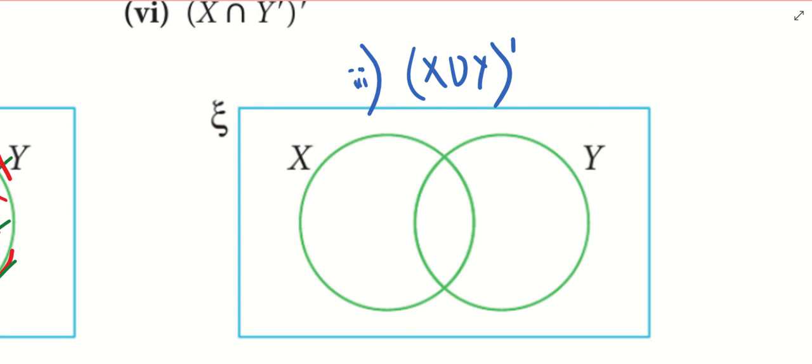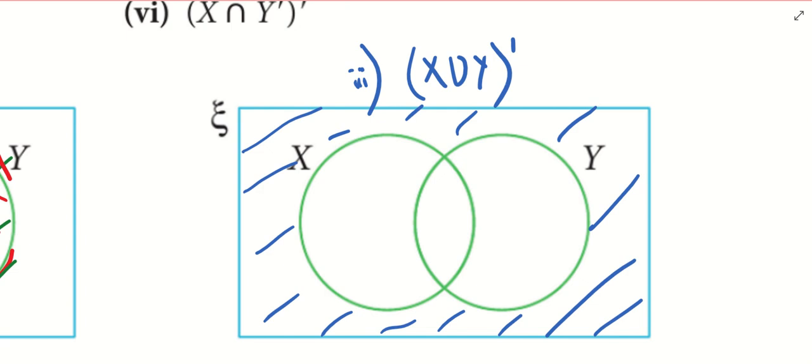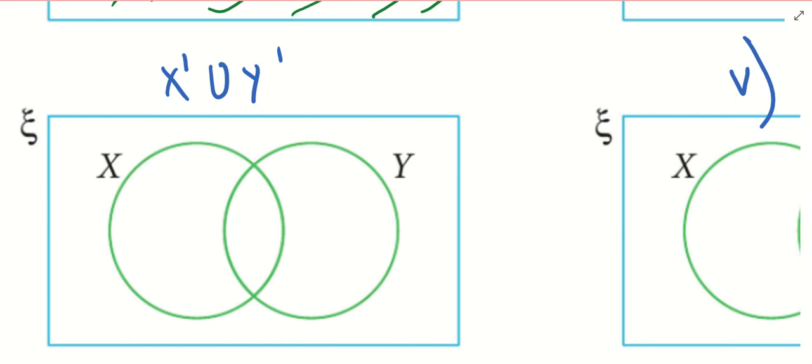Okay, the third one, inside the bracket, I want everything inside x and y. Am I right? Because it's union. But because of the bracket, the complement says that instead of everything inside x and y, actually I want everything outside x and y. As such, I only have the region everything outside x and y because of the complement up there. Union, I love it. No need to think too much.